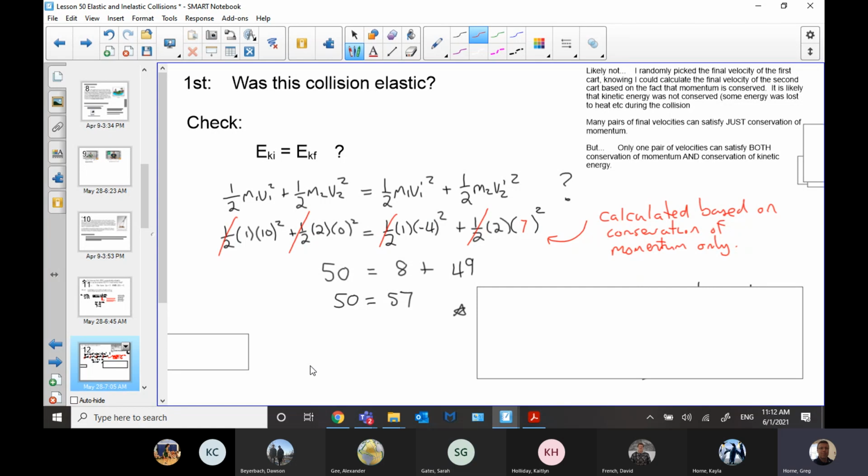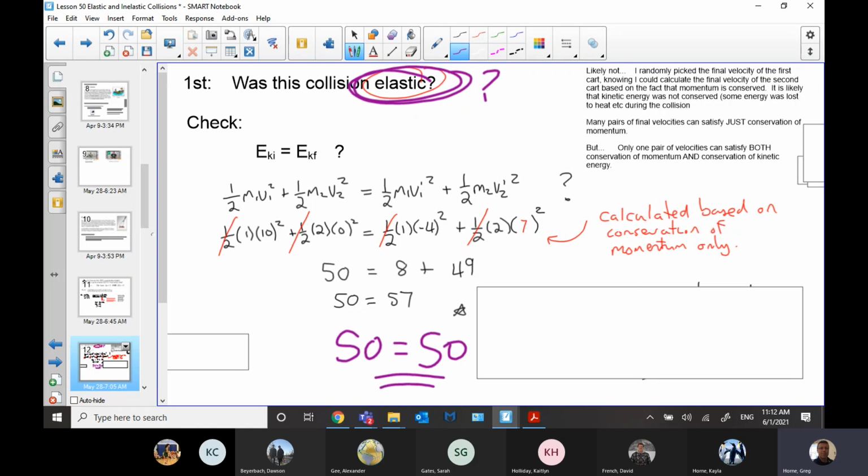If it was elastic, then we'd have 50 equals 50. We'd have the same amount of energy before and after, or super close. 50 equals 49.9, and it's close enough that it behaves the way we think. So that's elastic. This one's weird.